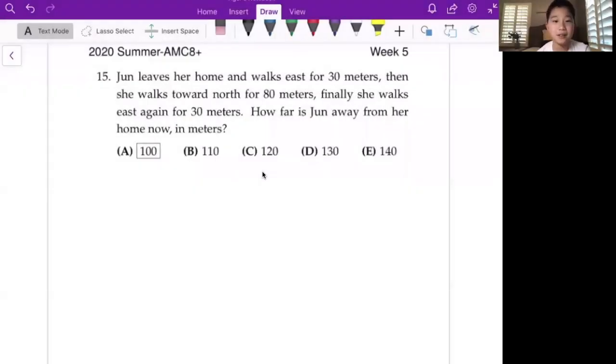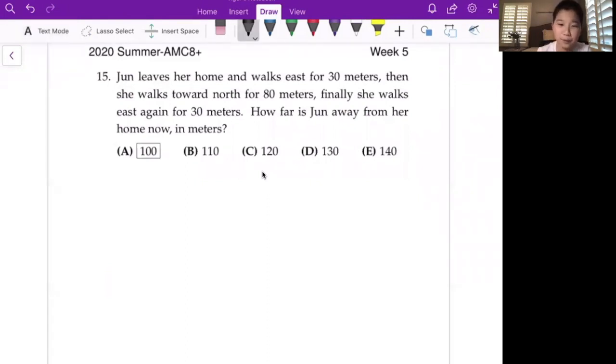Problem 15. Zhang leaves her home and walks east for 30 meters. Then she walks north for 80 meters. Finally, she walks east again for 30 meters. How far is Zhang away from her home now in meters?